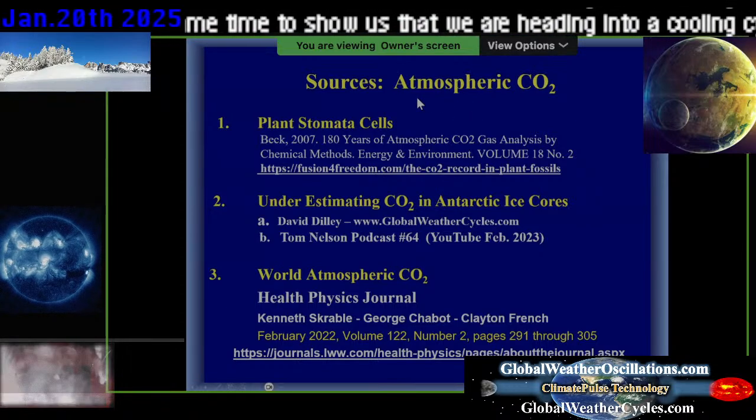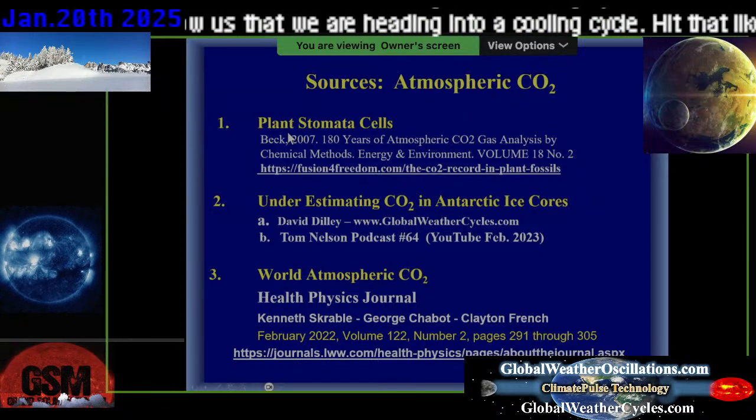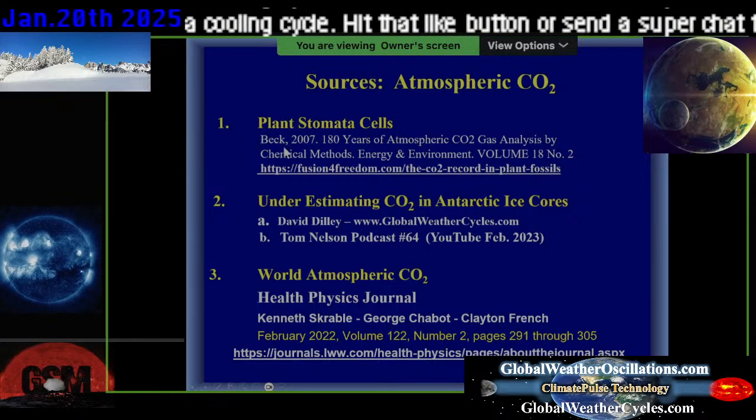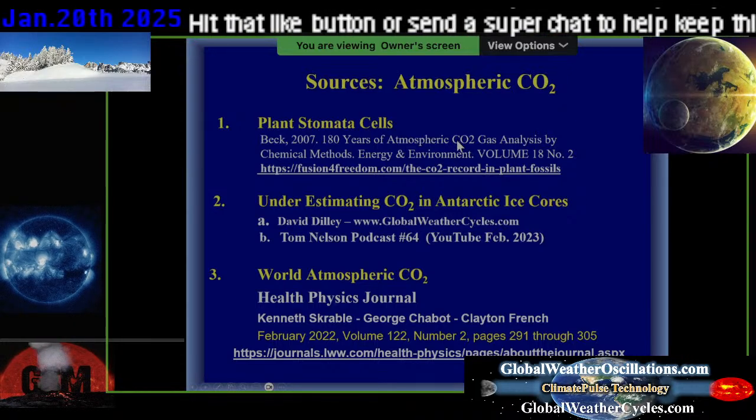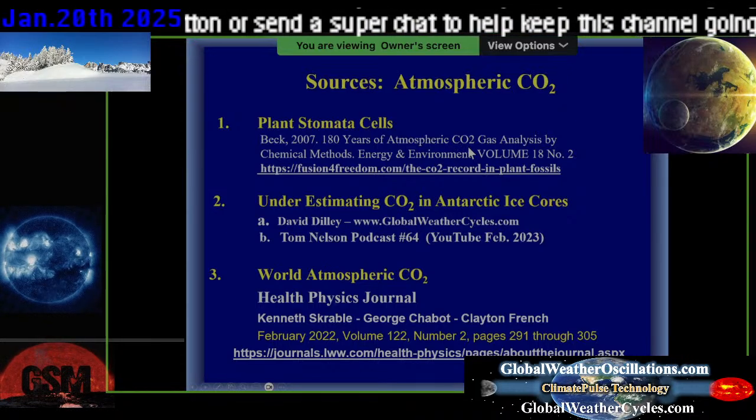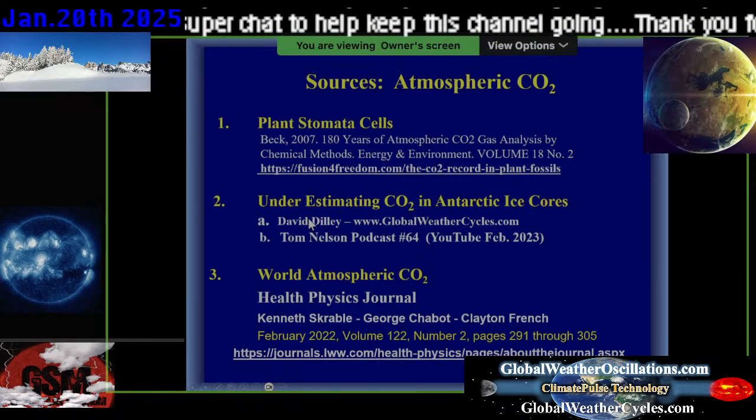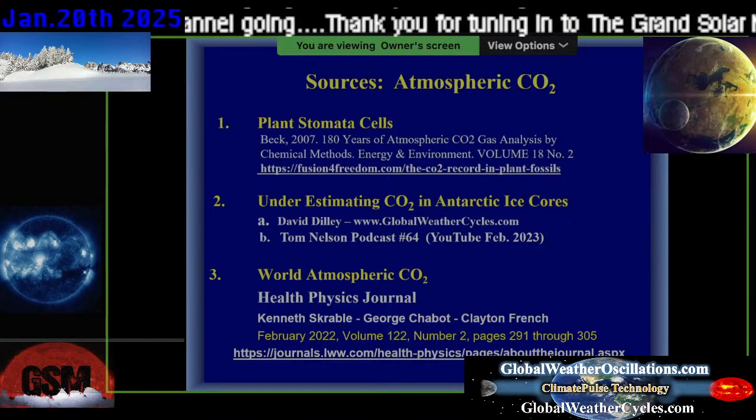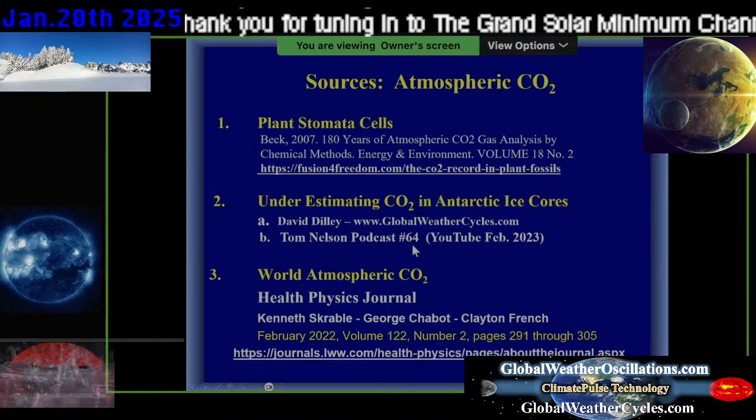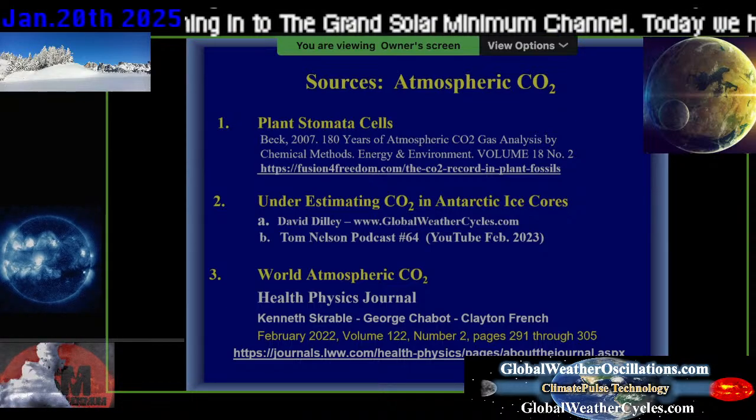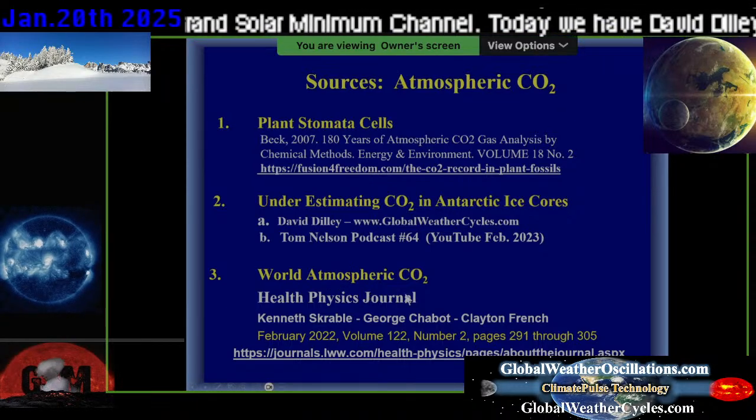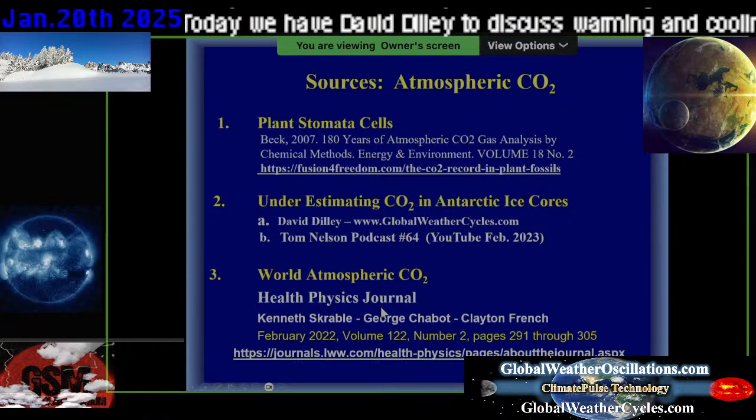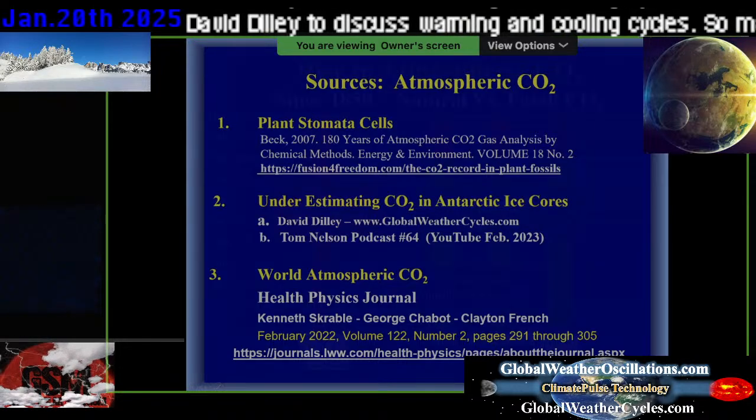As for the sources for what I'm talking about, plant stomata cells, anyone watching this video can stop it and take a look at this, and they can go back and find the research on it. And there's also one on underestimating carbon dioxide in Antarctic ice cores. I'm going to show you that in a minute. That's in the Tom Nelson podcast number 64 that I did back in 2023. And the World Atmospheric CO2, that's a Health Physics journal. And we're going to go through some of this data now.